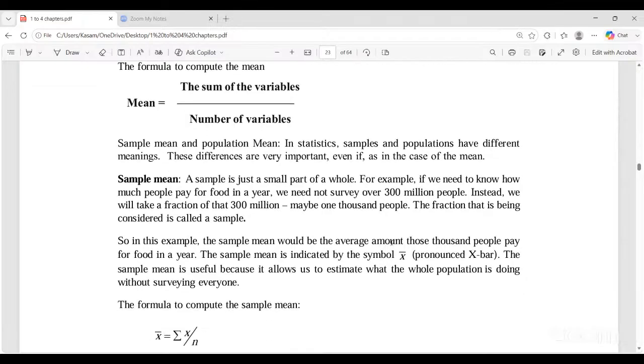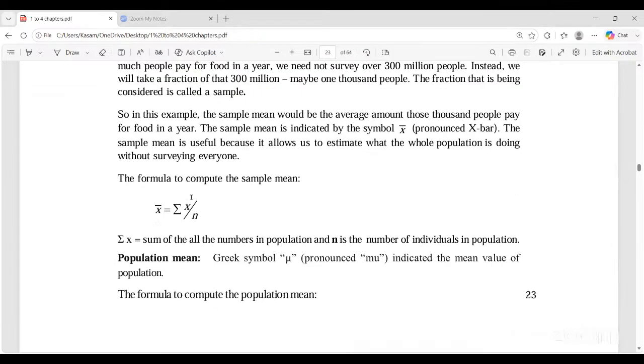The simple mean: just a small part of a whole. For example, if we need to know how much food people eat in a year, we would need to survey over 300 million people. Instead, we take a fraction of the 300 million. That fraction being considered is called a sample. The formula is the summation of x divided by n.